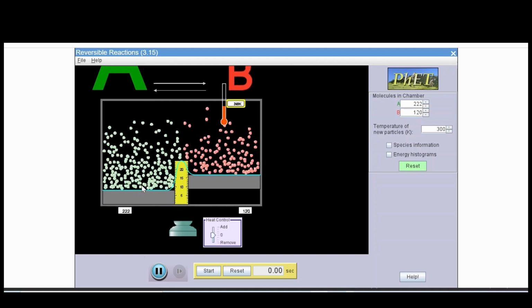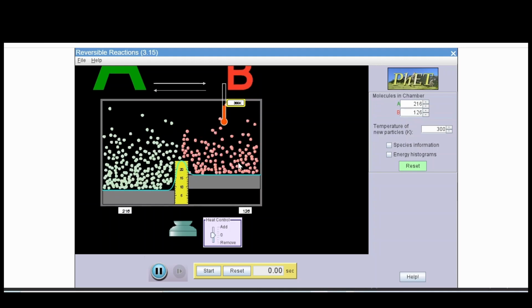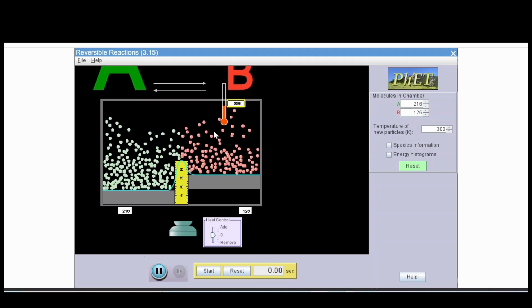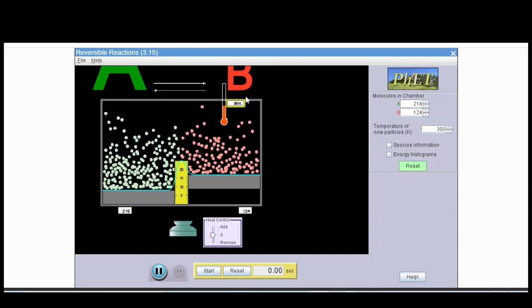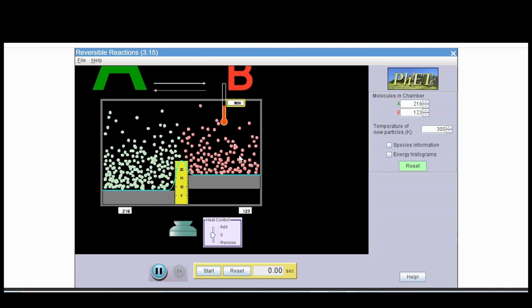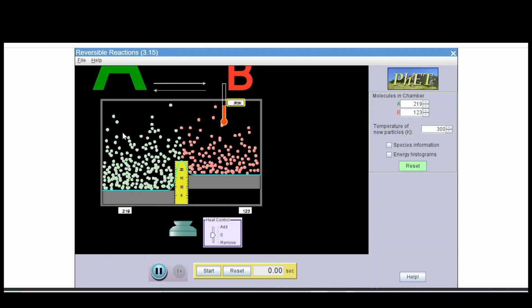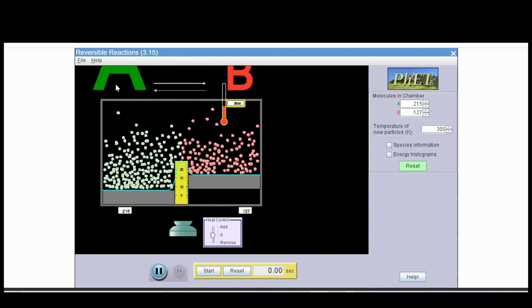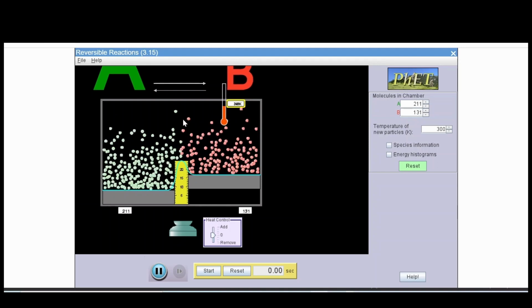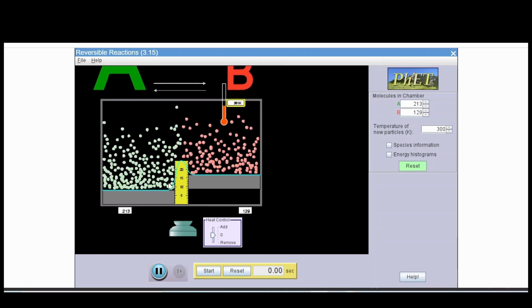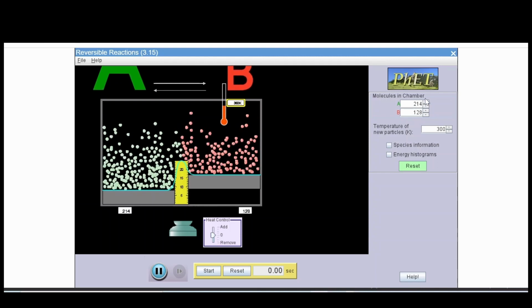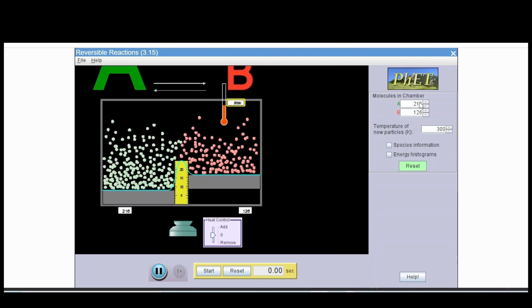To calculate the equilibrium constant Kc, we have to use the equation Kc is equal to the product of the products' concentrations to the powers of their molar coefficients, all divided by the product of the reactants' concentrations to the powers of their molar coefficients. So basically, we have to consider the amount of the reactants and the products present in the container when equilibrium is reached. Then calculate their concentrations.